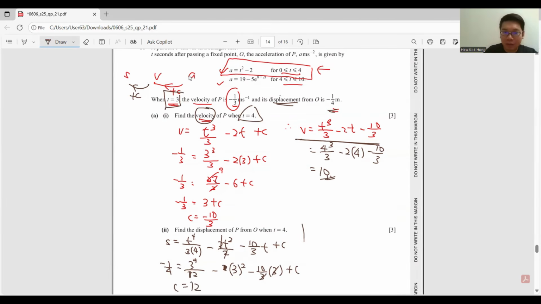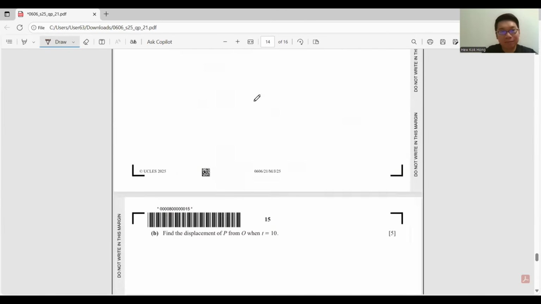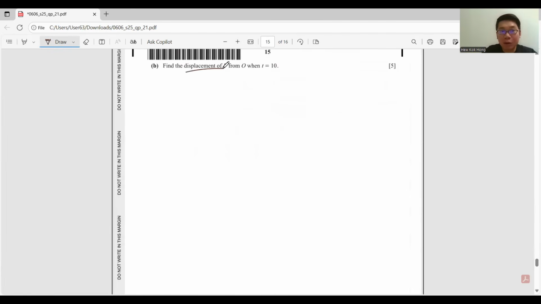Then again, we need to find the displacement when time equals 4. We write down the formula for s first. So when time equals 4, the s you get is 4, just like that. Then part B, find the displacement of P when time is 10.